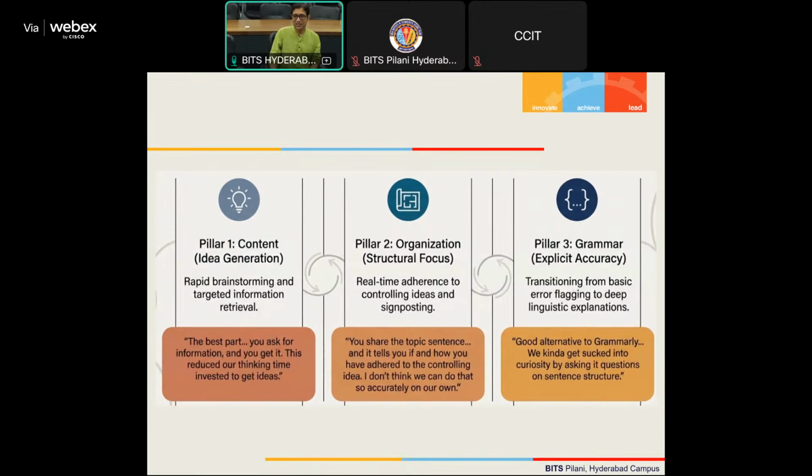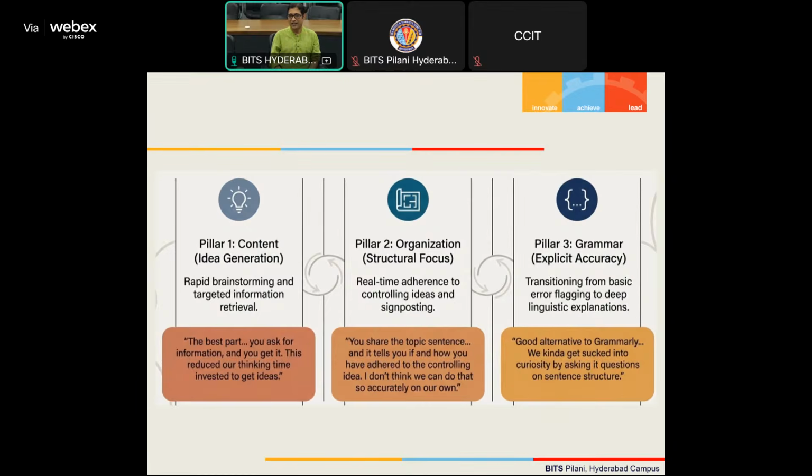So what I found was, if you look at some of the quotes here, I quoted first related to idea generation. "The best part, you ask for information, you get it. This reduced our thinking time invested to get ideas." But the negative side of it is that because it reduced your time, your exercise when you start thinking, and the cognitive exercise that you get, that also got reduced, which is again a negative side of ChatGPT. But if you learn how to use it, and if you're trained how to use this, probably you will do it.